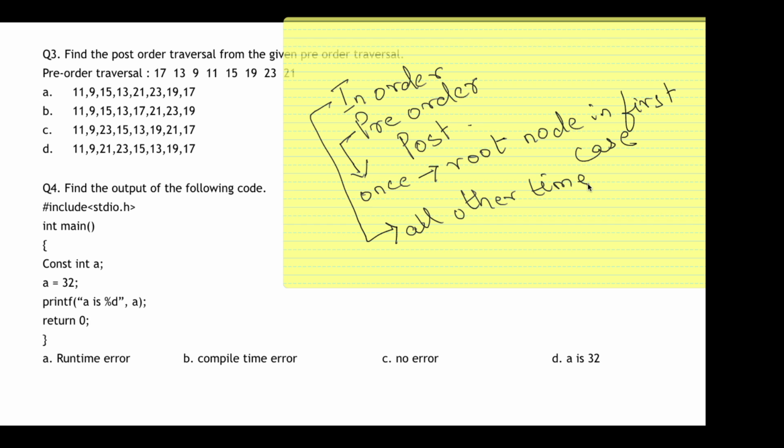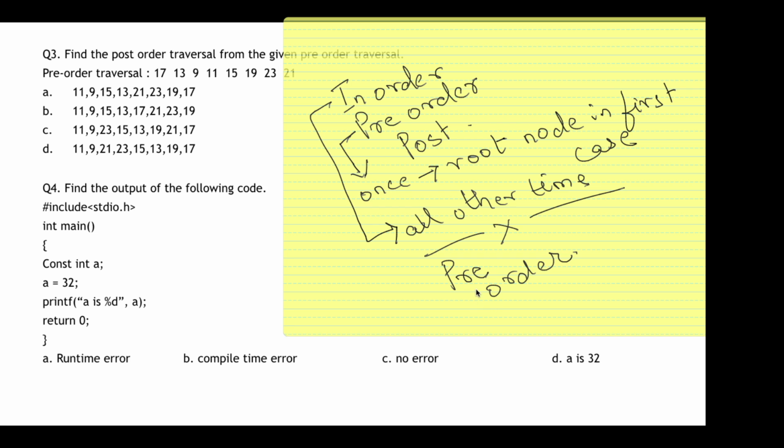But if there is no in-order given and you only have pre-order, like in this question, and you need to find the post order, then every time you will consider the tree to be in the pre-order state.